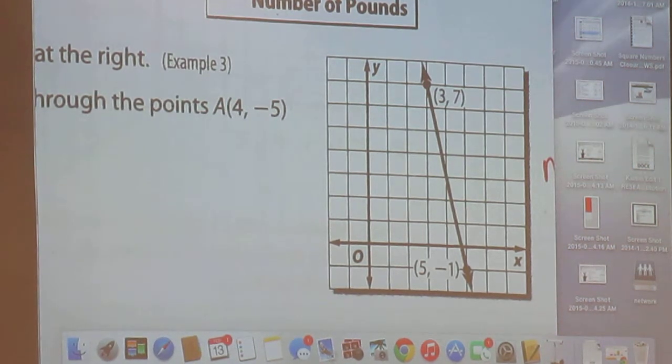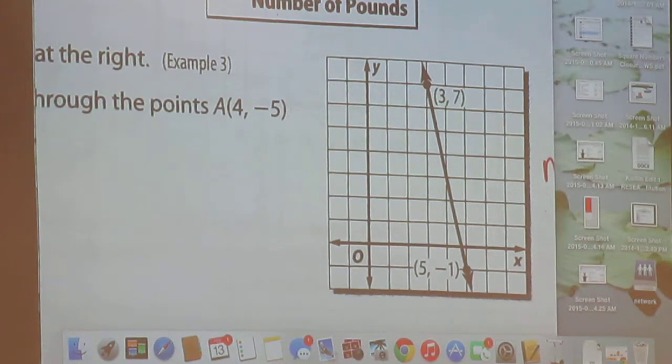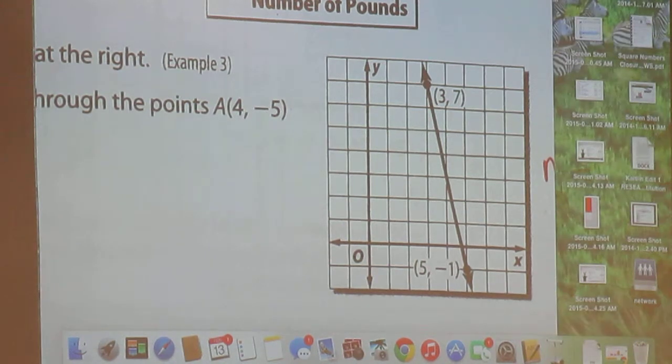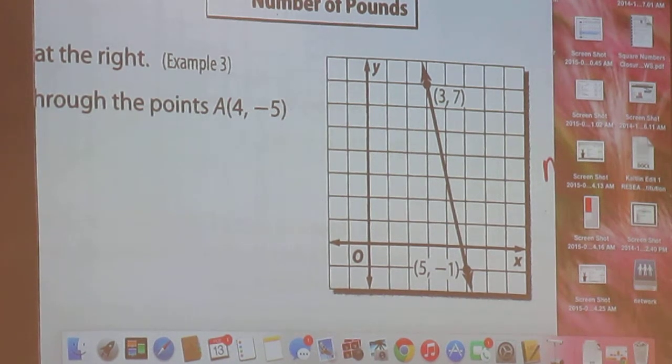Do you need help? I forgot what I was doing. Okay, see, here's the equation. That's all right. That happens. We've done a lot. Write the 2 points down: (5, negative 1), (3, 7). Label them and put them in the equation. And see if you also get negative 4.